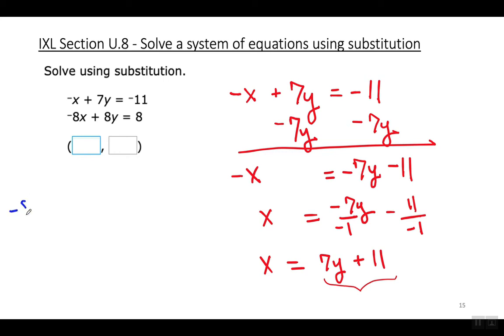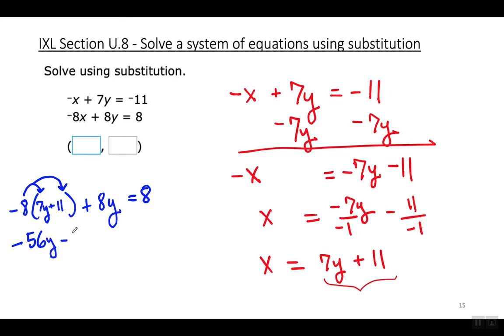So negative 8 parentheses 7y plus 11 plus 8y equals 8. So now I do the distributive property, and I'm going to have negative 56y minus 88 plus 8y equals 8. Combine like terms, negative 56y plus 8y is going to be negative 48y.